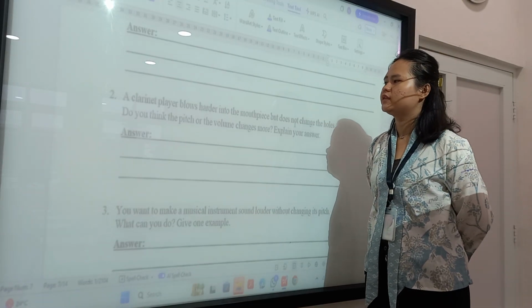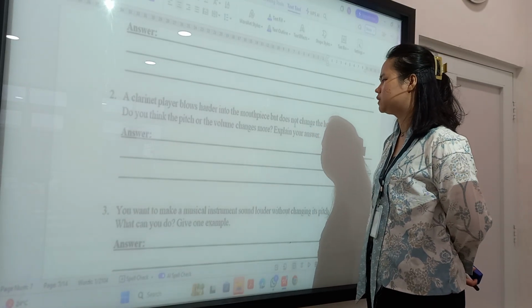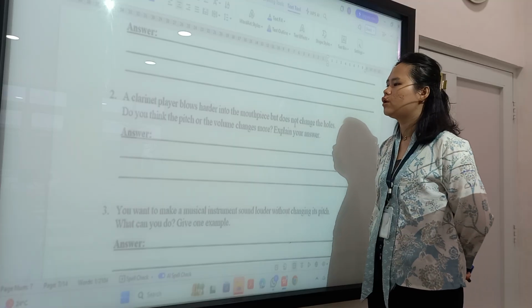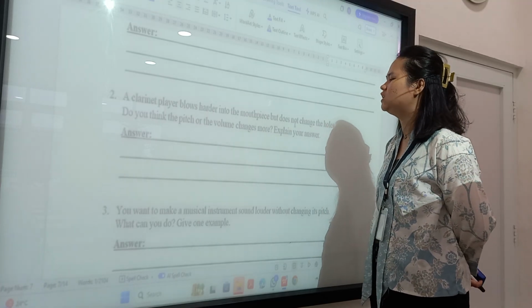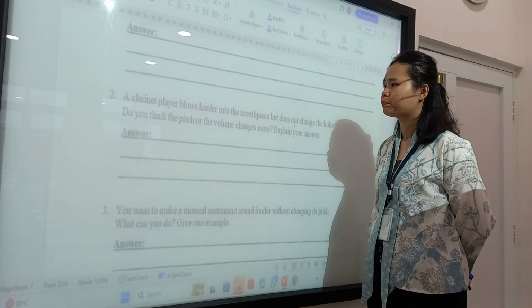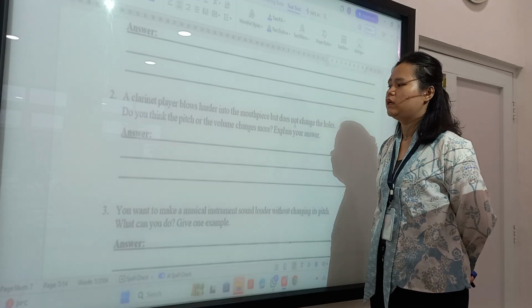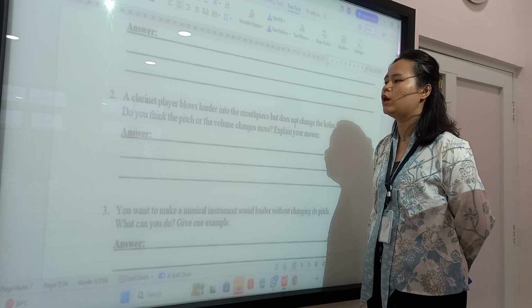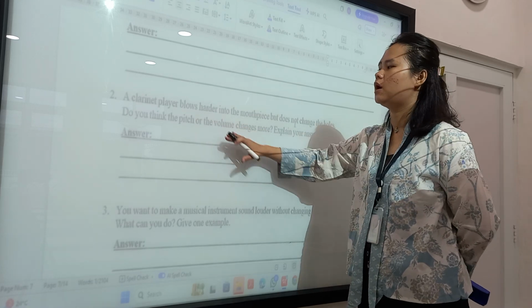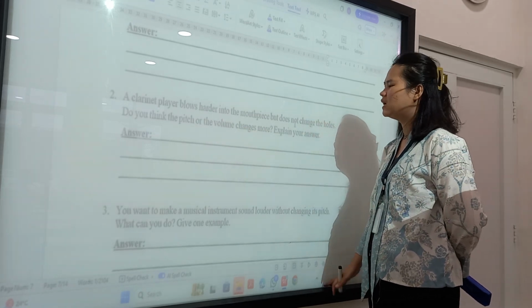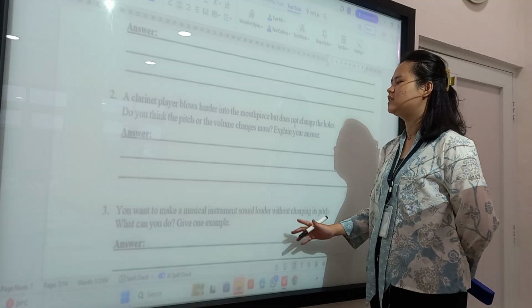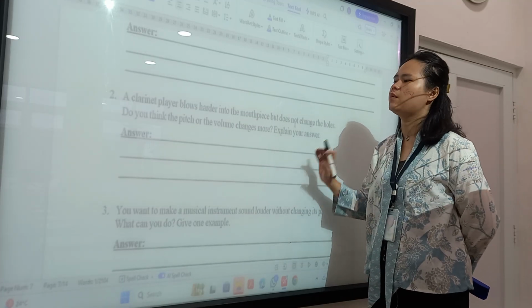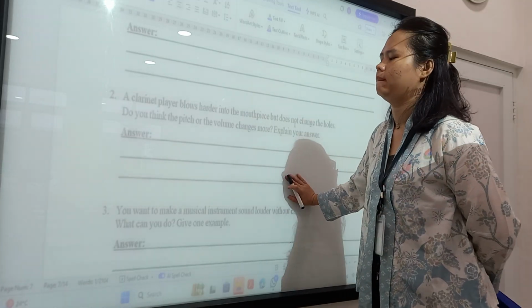A clarinet player blows harder into the mouthpiece, but does not change the holes. Do you think the pitch or the volume changes more? Explain your answer. The volume of the sound will be louder because the player blows harder, but the pitch doesn't change. It is because it is the same hole. Okay.